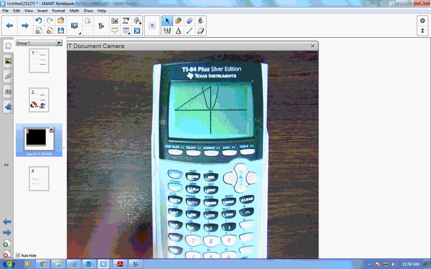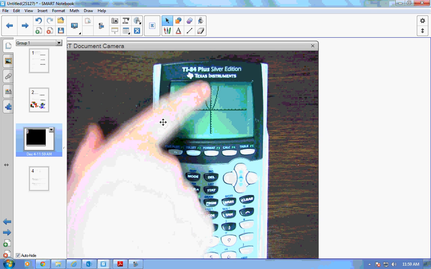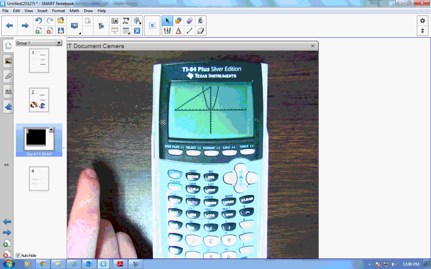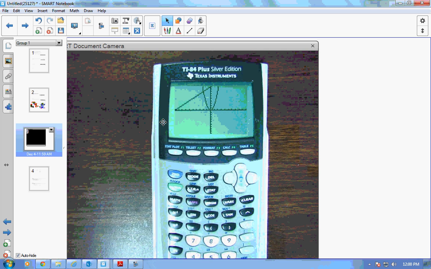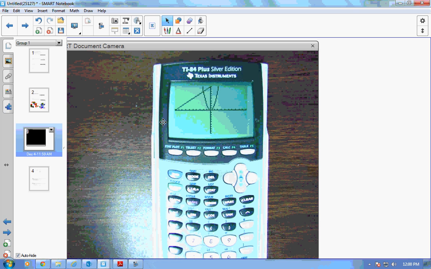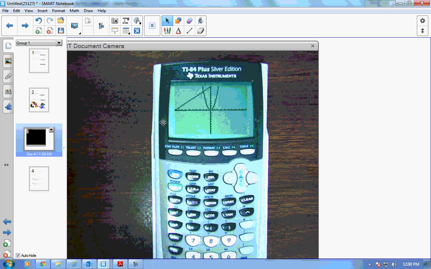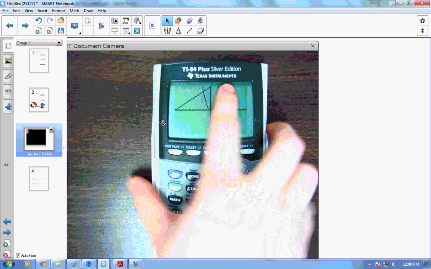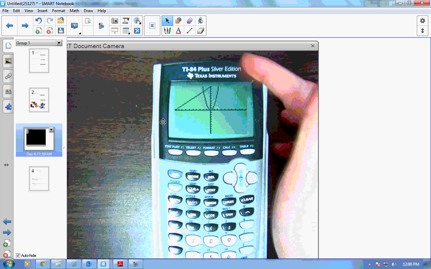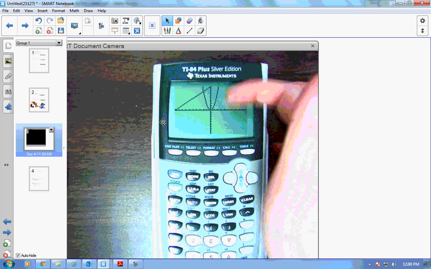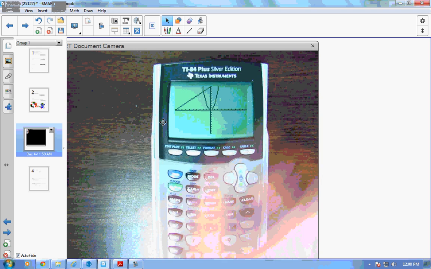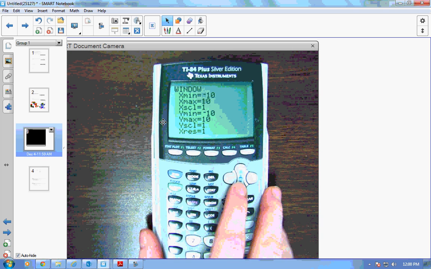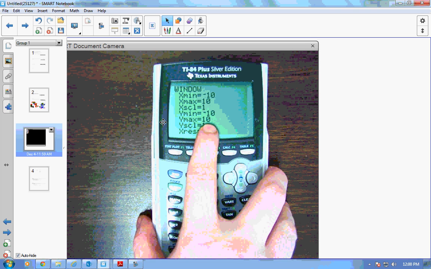Oh shoot, it nearly got cut off. So on the y-axis, we need a little more y. Go to window, or zoom actually. Hit zoom and do number 6, ZStandard. Leave it there. If yours is like mine and it gets cut off, I need to see more on the y's. Do I need to see more on the y maximums or the y minimums? Maximum. So if yours is like mine, you need to go to window, go down to y max, and change it. Instead of being 10, I'm going to change it to like 20.